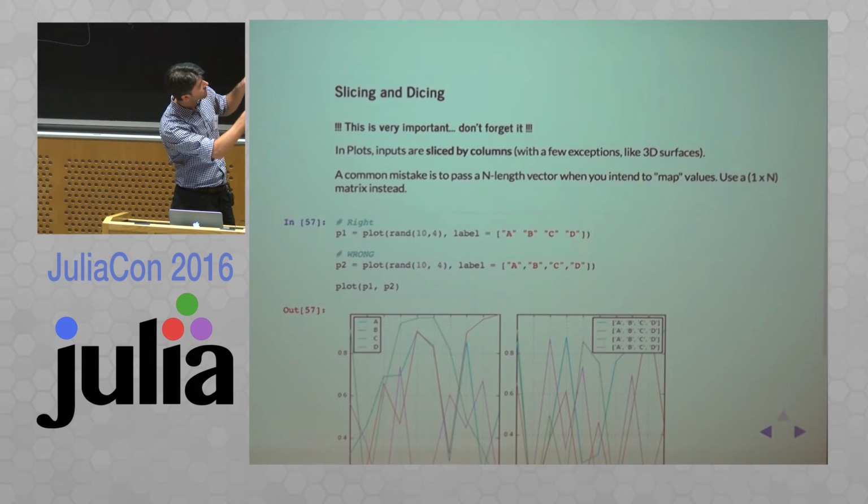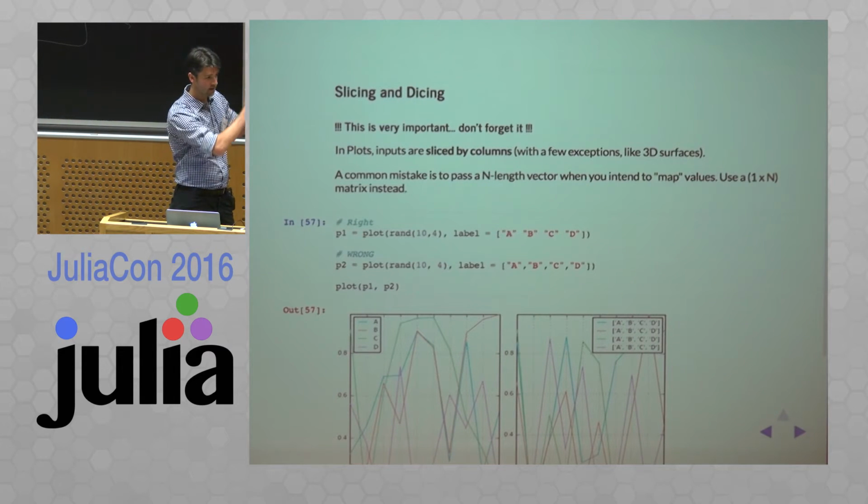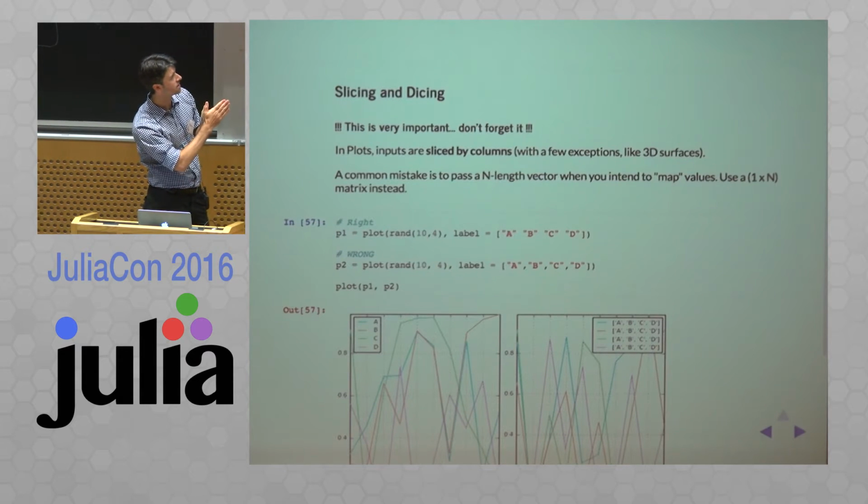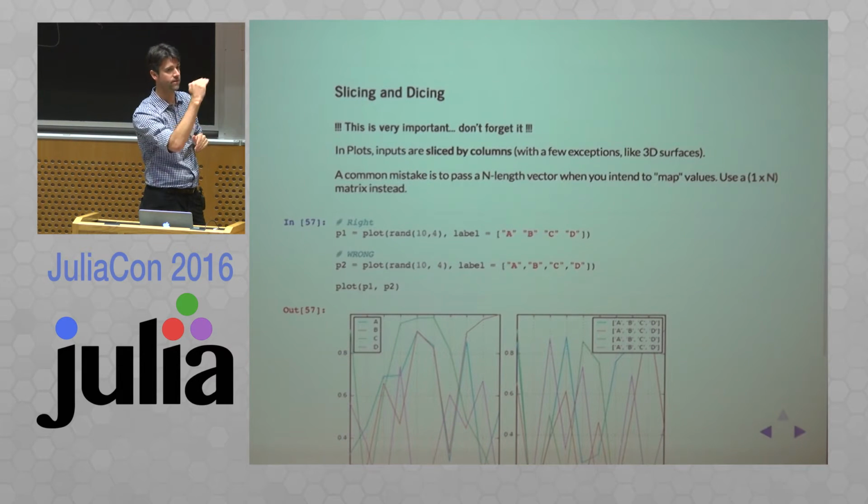The second example, I've passed in a vector. So I've separated by commas. So it's a 4 by 1 matrix equivalently, and so that column gets mapped to every single series. So when you look at the label, you can see that the whole vector ABCD applies to each one of those series in the series label.